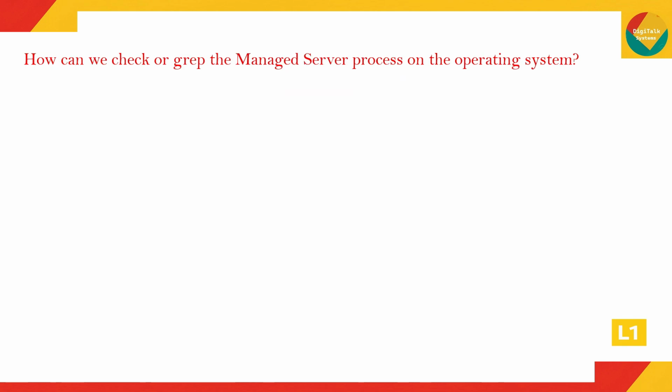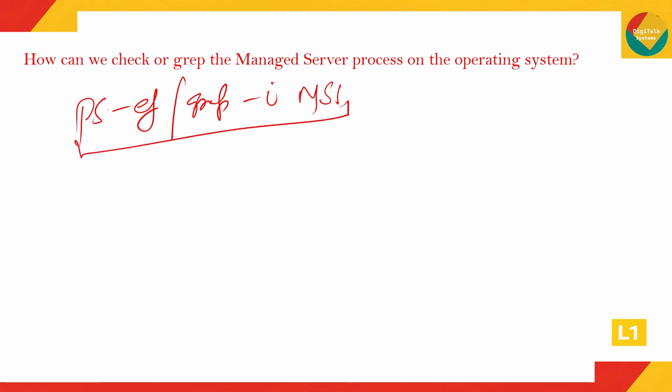Okay, how can we check or grab the managed server process on the operating system? It is exactly the same as what we have seen for the admin server. You can use the ps -ef command, and then with the help of grep -i, you can give the name of your managed server. For example, if my managed server name is ms1, I can specify the managed server name here, and it will give you the process of that particular managed server.